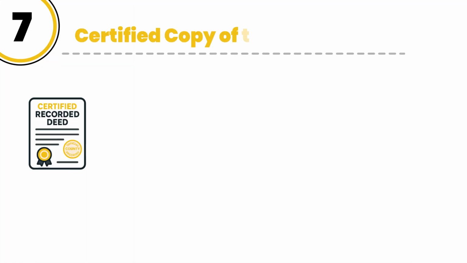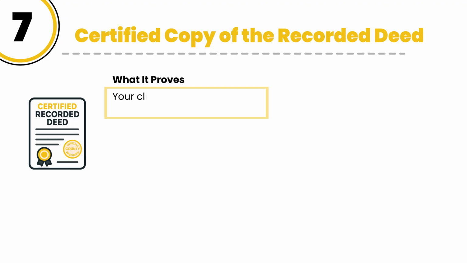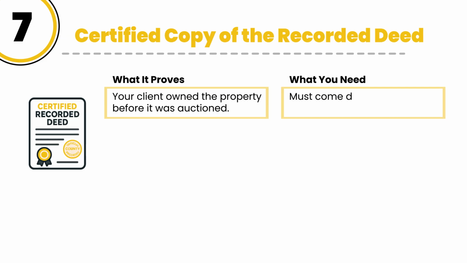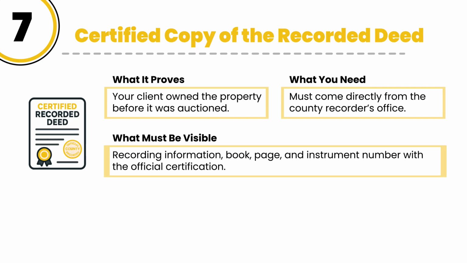7. Certified copy of the recorded deed. This document proves your client owned the property before it was auctioned. Ensure that the client has the original, not a photocopy, a scan, or an email, as none of these work. You need a certified copy from the county recorder's office with the recording information, the book, the page, and the instrument number visible.